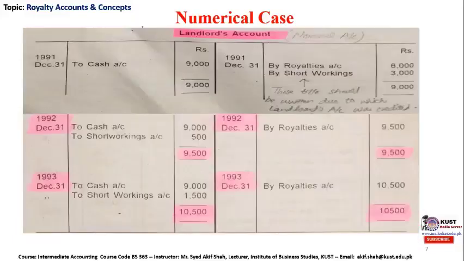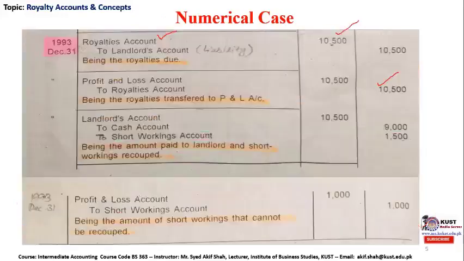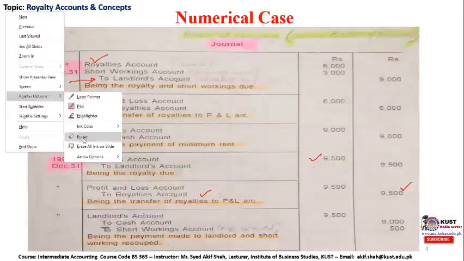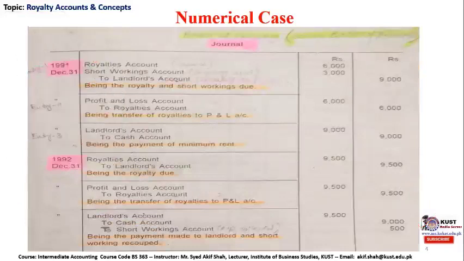Here it is the landlord account. How to make this? Once again, you have to go back to the journal entries. Here it is, and find out when the landlord account was debited and when it was credited. So in the first year end, landlord account was credited because of the royalty and short working account, and then the landlord account was subsequently debited because of the cash account.